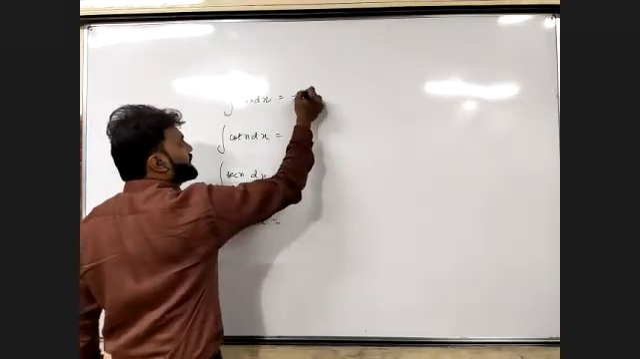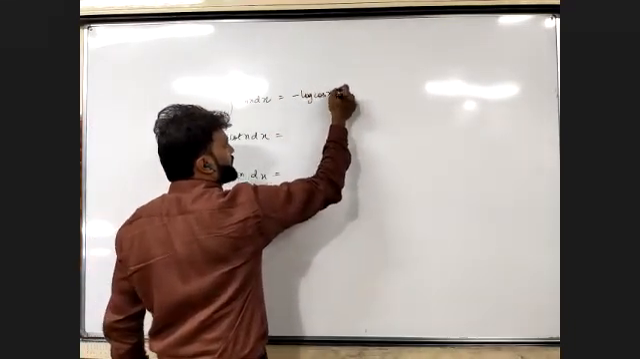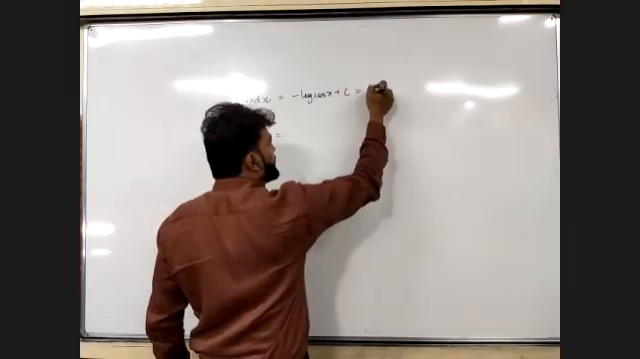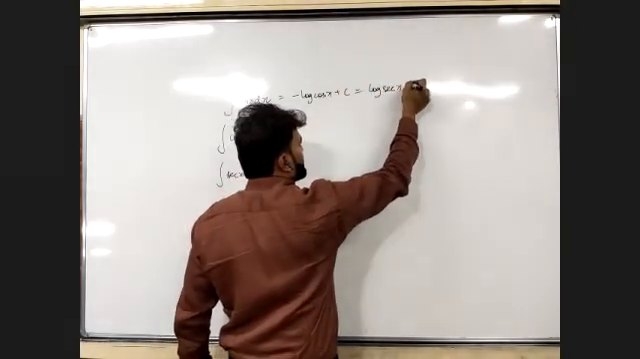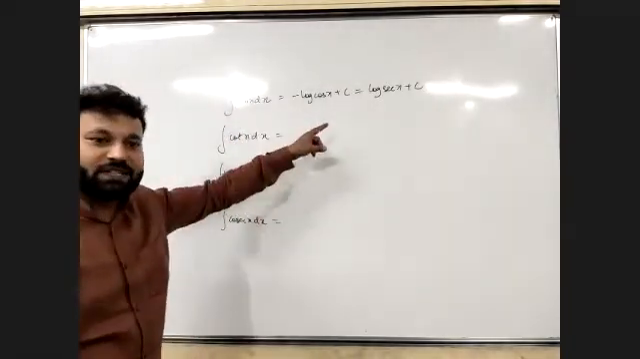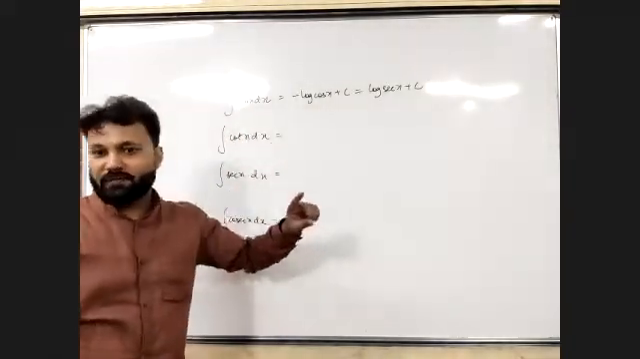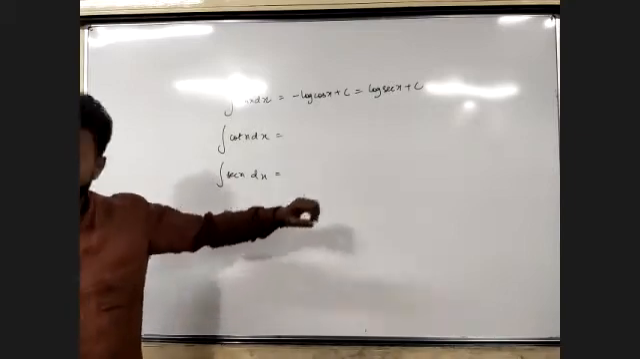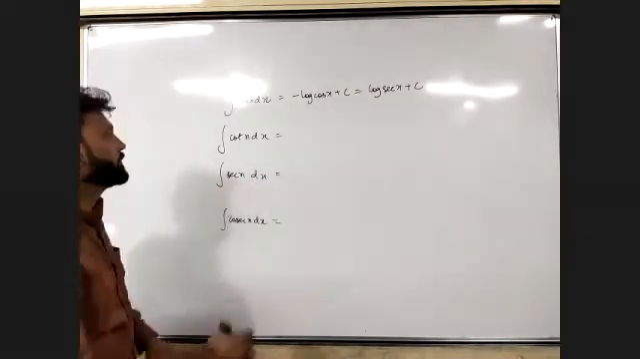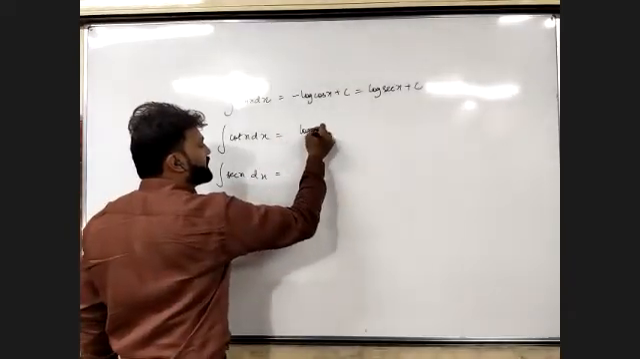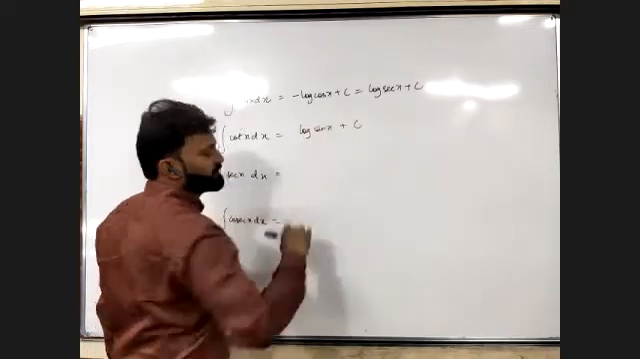Integral of tan x is minus log cos x plus c. This can even be written as log sec x plus c. Explanation of this is due on me. Once we have done integration by the method of substitution, then I'll be able to explain it to you. Cot x is straight away log sin x plus c.